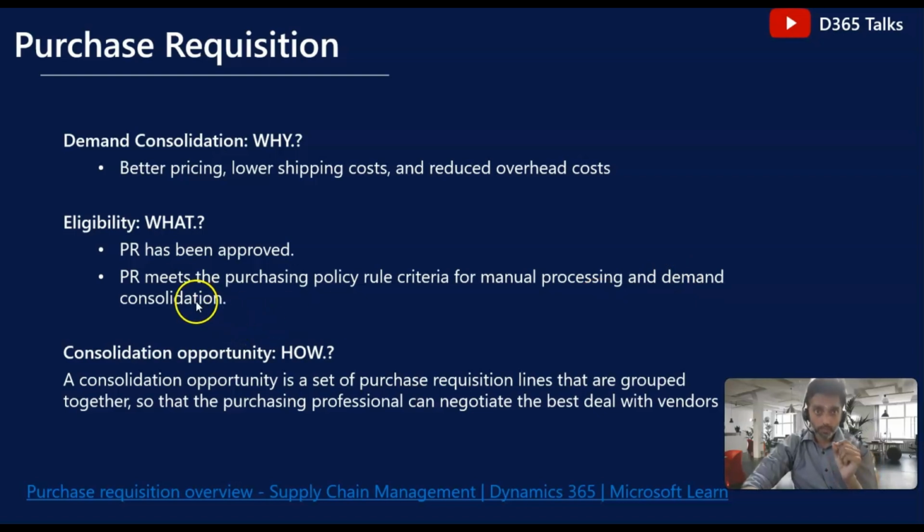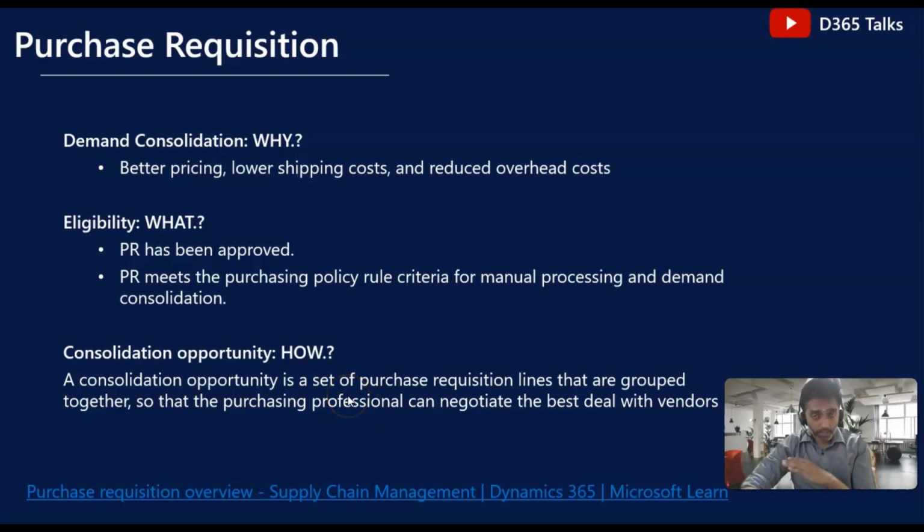You can also have specific conditions for specific procurement categories or for specific vendors. You can define those conditions only for those cases if you want to do a demand consolidation. And the consolidation opportunity is a set of purchase requisition lines, and not purchase requisition headers. So for each and every line, you will be able to group it together so that the purchasing professional can negotiate the best deal with the vendors.